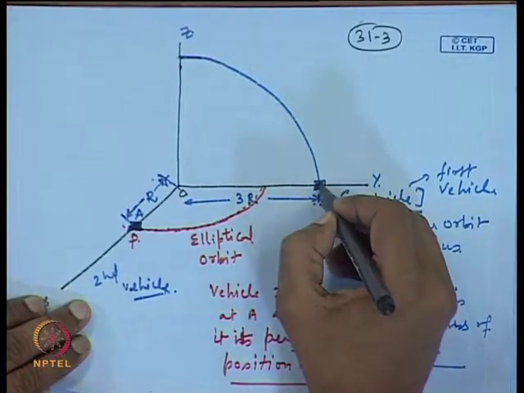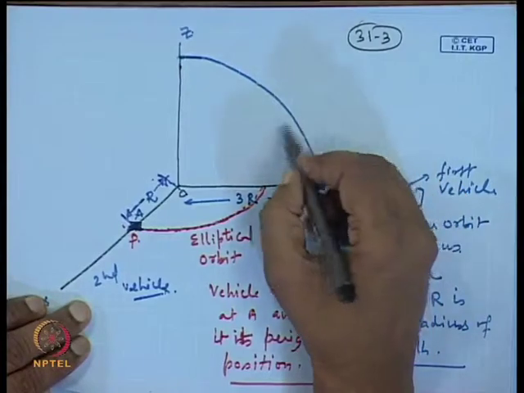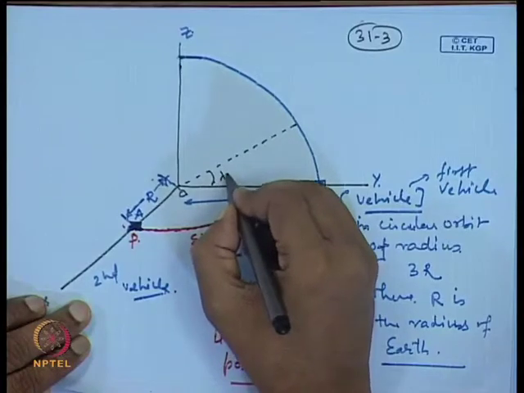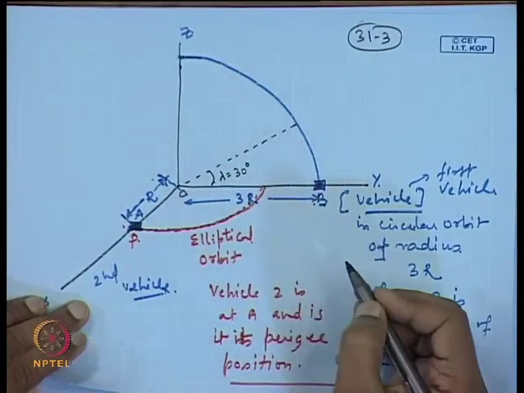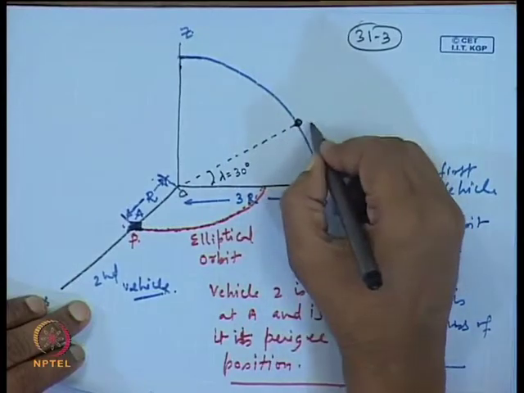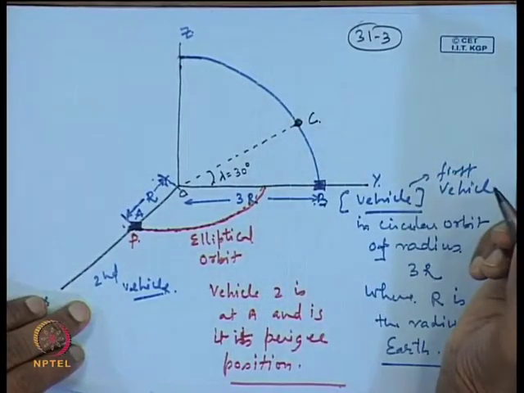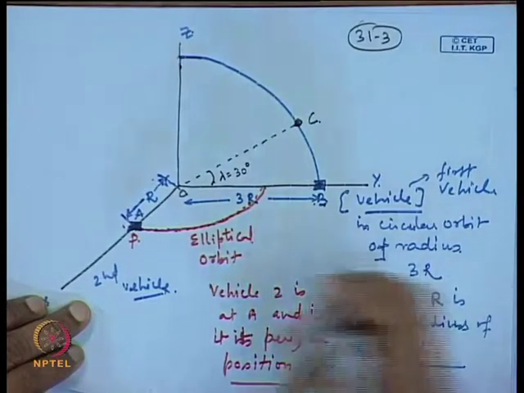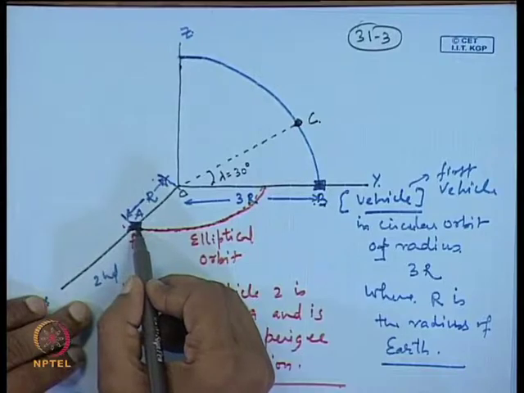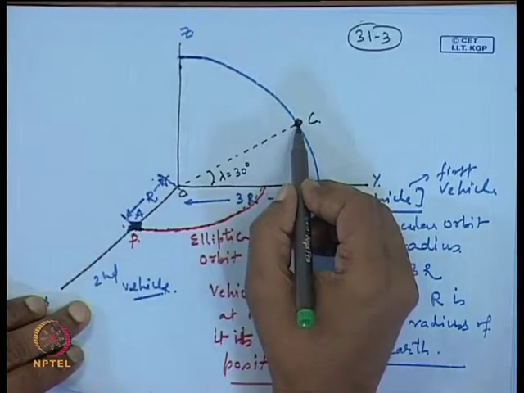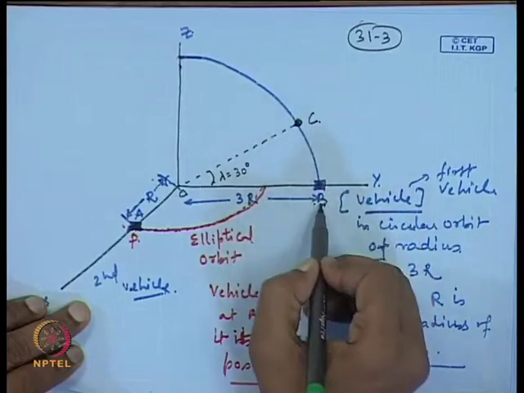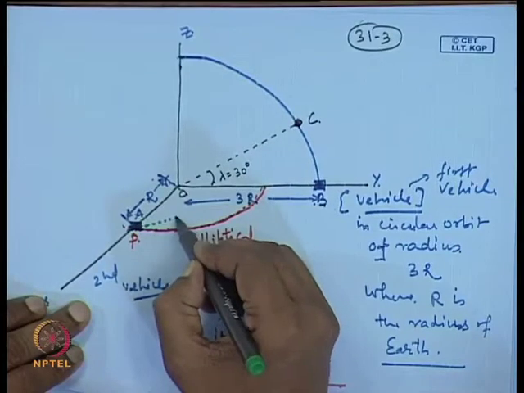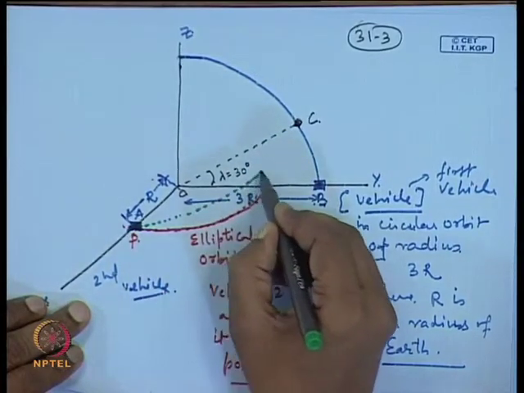Now, as vehicle B is moving in this orbit, at a certain latitude, let us say this angle is lambda equal to 30 degrees. This is the new position of B, which we write as C. We have to give an impulse to vehicle 2 in such a way that it goes here and catches up with vehicle 1 at position C. So this becomes our transfer orbit.